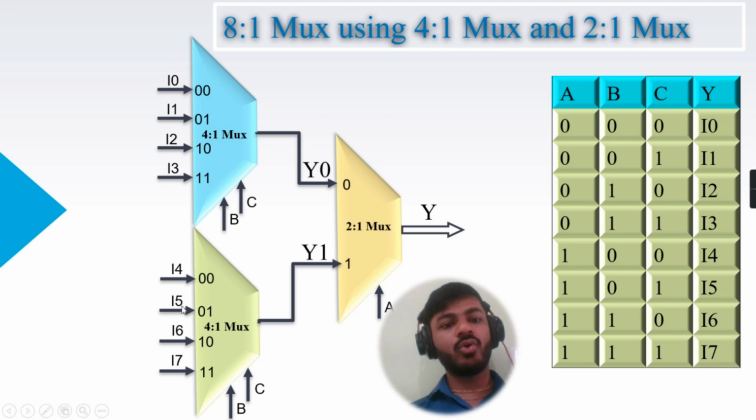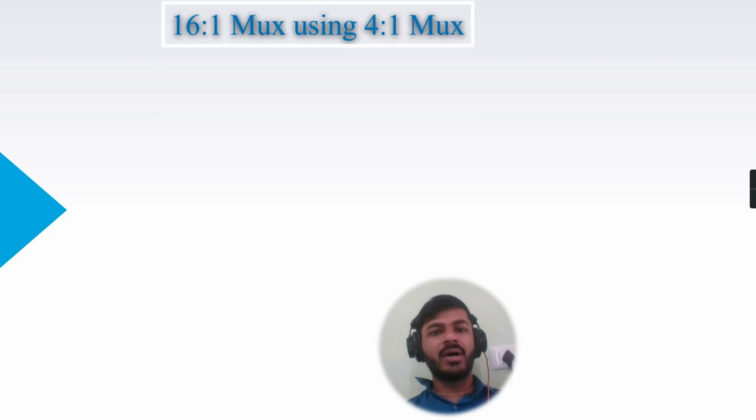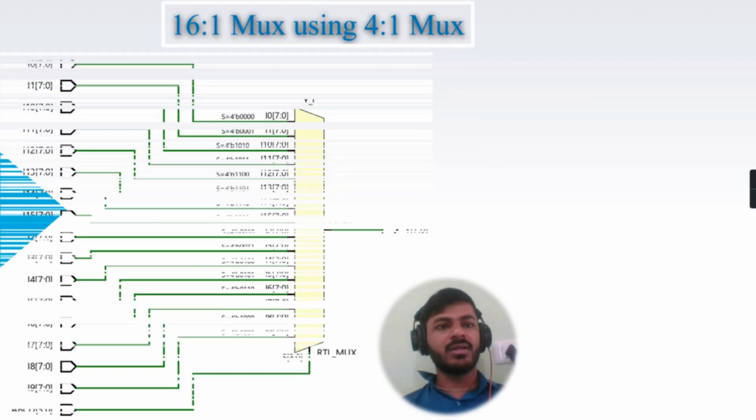Similarly, from I0 to I7, all the inputs will be routed to the Y based on the select lines only. So this is how we can implement 8 is to 1 mux by using 4 is to 1 mux and 2 is to 1 muxes. Okay. Now we'll implement 16 is to 1 mux by using 4 is to 1 mux.